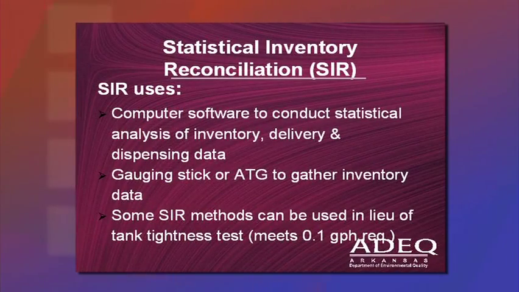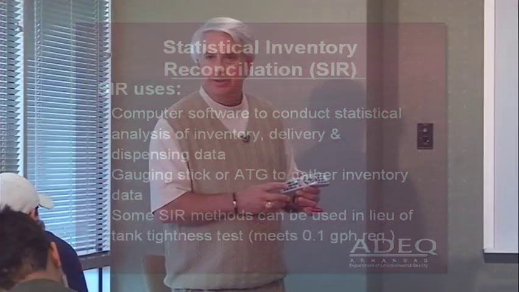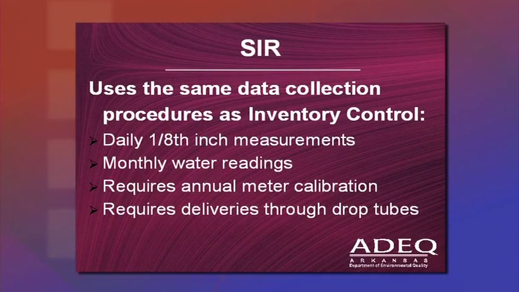Some of the statistical inventory reconciliation methods can be used, again, like the 0.1 gallon per hour leak rate for your tank tightness testing. And you can also find that information on the National Work Group website for testing methods. So you do your daily 1/8 of an inch measurements, whether you use an automatic tank gauge or you're sticking your tank. You have to take a monthly water reading if you're doing SIR.